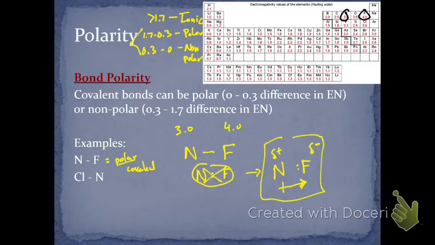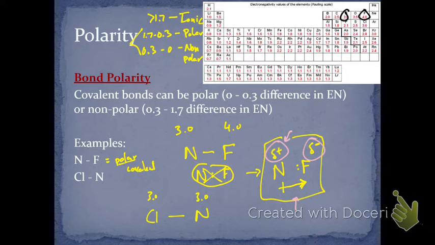So if we look at a bond between chlorine and nitrogen, you'll see that they actually are both 3.0. So those electrons are going to be right in the middle, being shared equally. So there's no polarity. It's nonpolar. There's no negative pole and positive pole. It's just straight down the middle. Okay. So just want to remind you that when we have polarity, we use these symbols here just to show that there's a slight negative and a slight positive.